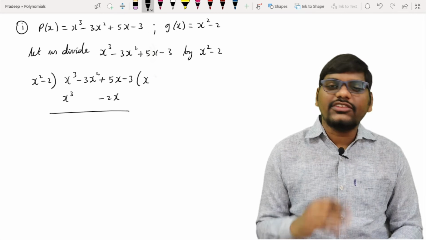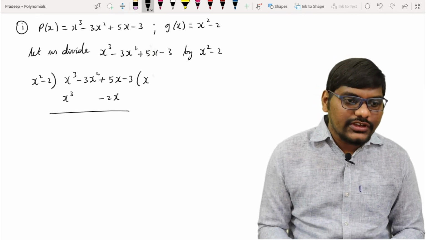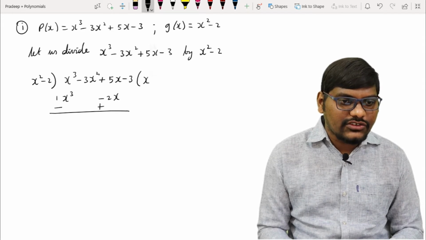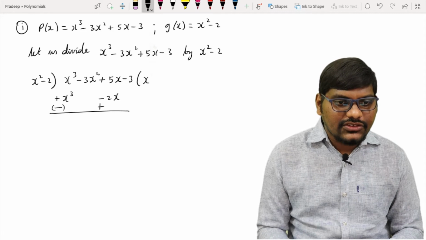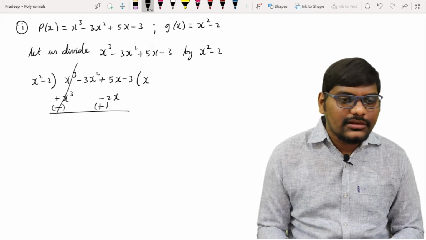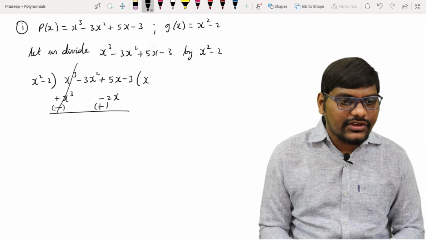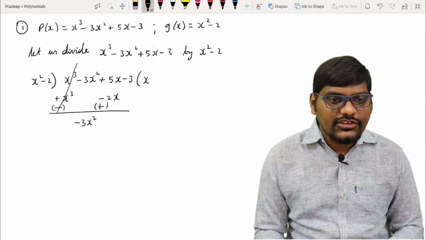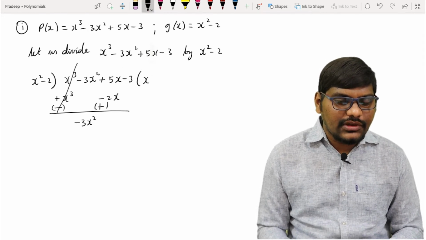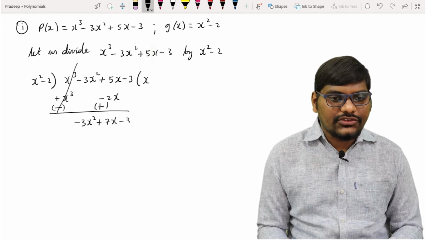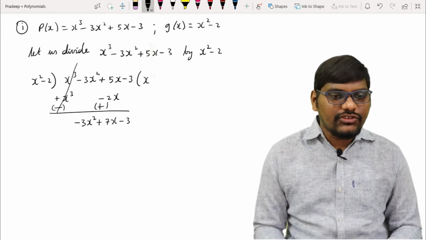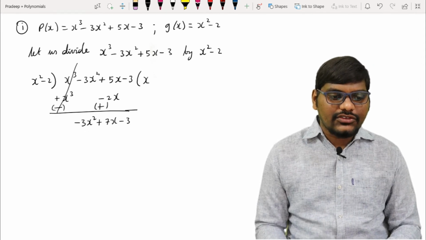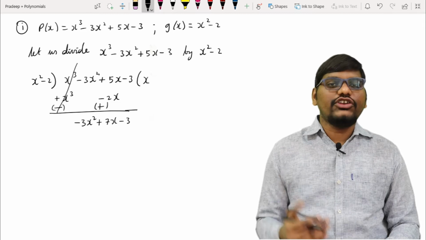Now I'll change the sign so that we can cancel the values. Here I'll take minus, and here I'll take plus. The value is actually plus, but we are taking it as minus. So these both get cancelled, and minus 3x square is there, which I'll write down here. Minus 3x square, and plus 5x, plus 2x, so this gives plus 7x minus 3. Okay, this is the value we got now: minus 3x square plus 7x minus 3. We'll use this one and continue the problem.